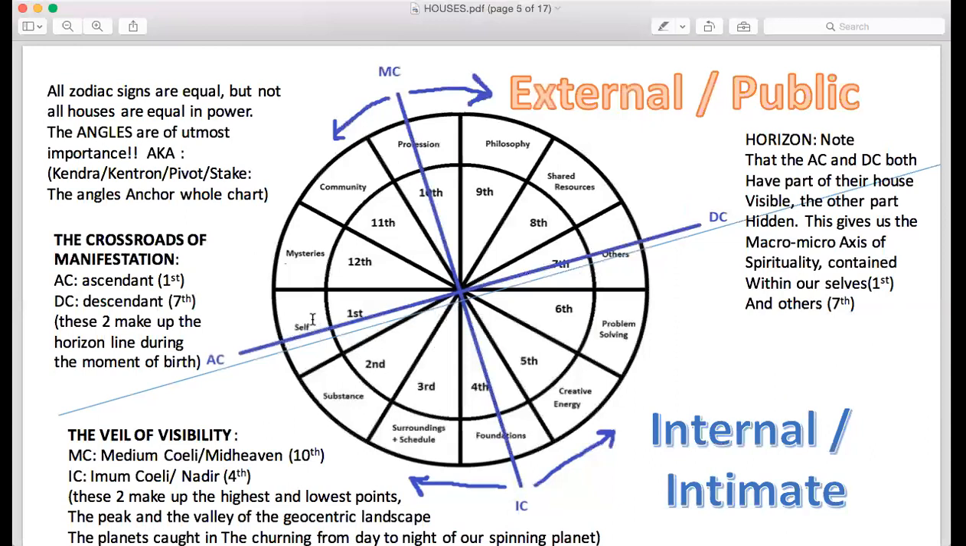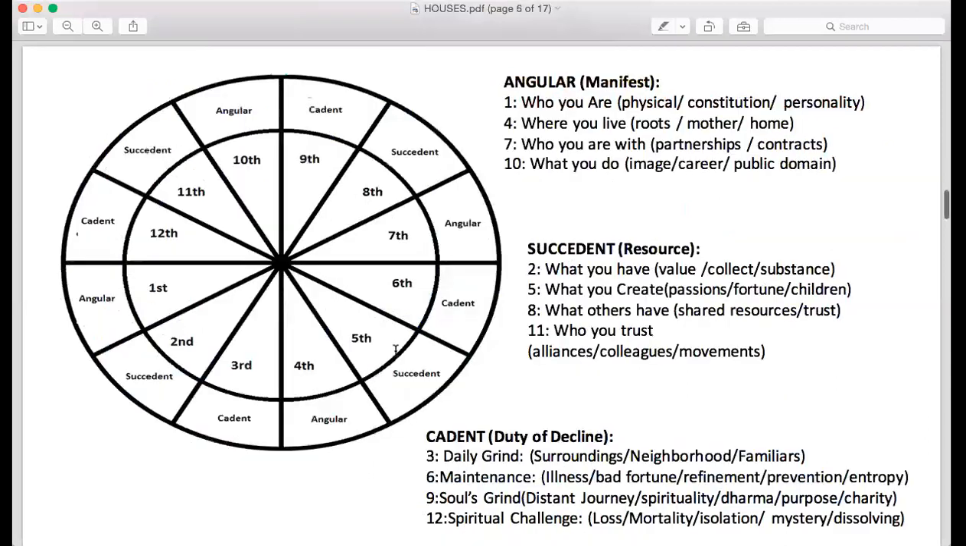The first house has both an external and internal component, which is why the first house is associated with the self, because it's the axis of the micro-macro axis. It's the alchemical axis. Contained within the first house is the entire essence of a person's birth chart, as we expand that out to include all of the sky. So that's why the first is the most important.